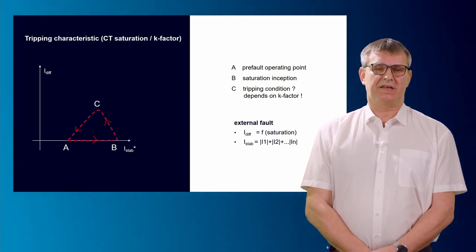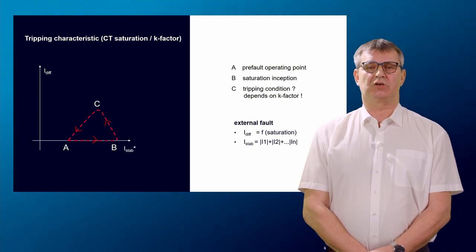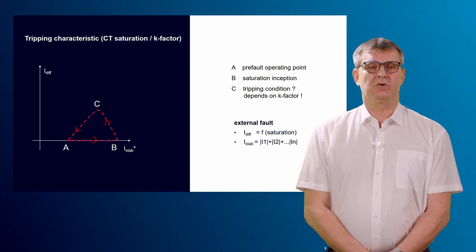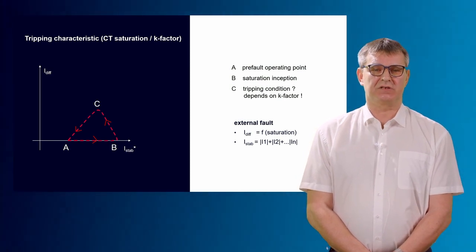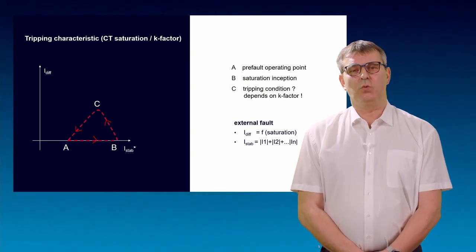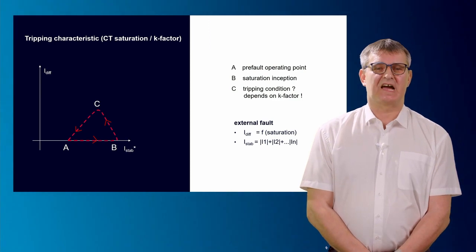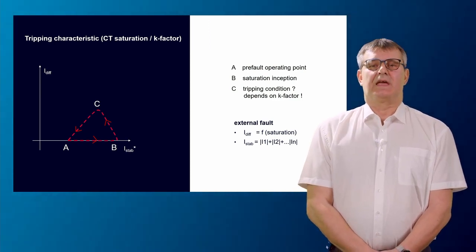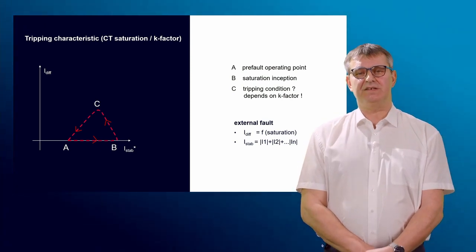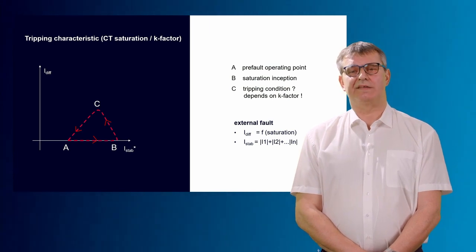We will start at operation point A. We call it the pre-fault operation point, which means the system is fine. We have a certain stabilization current, we have no differential current at all, and then we have an external fault which increases the current a lot.